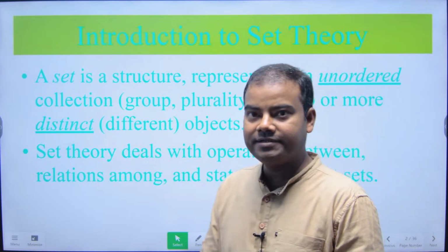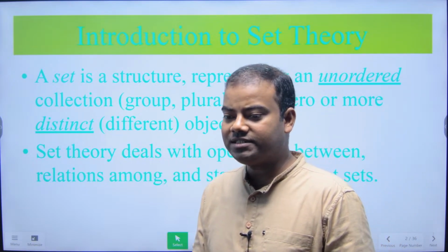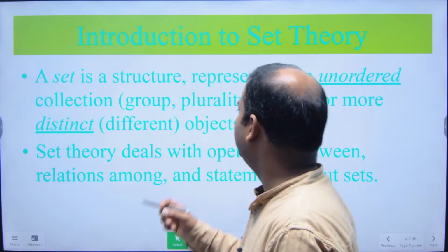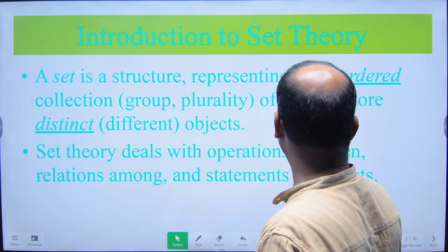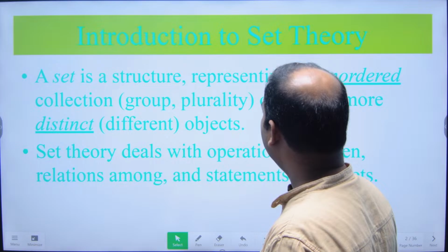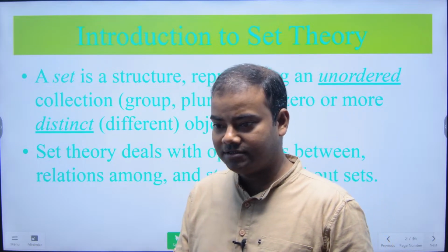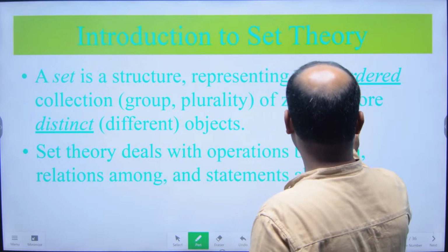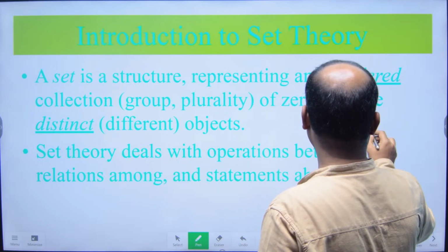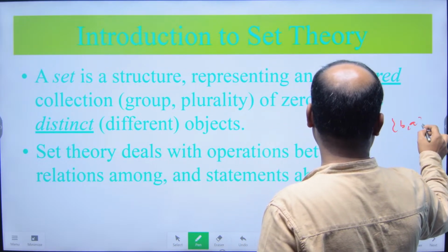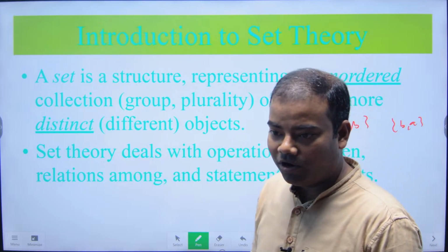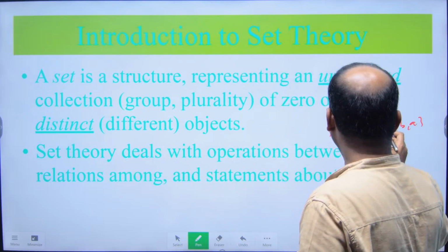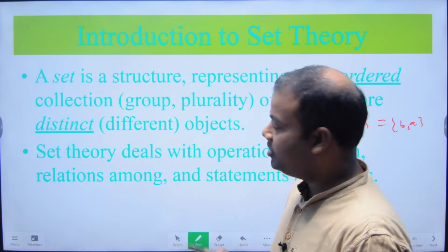So what is a set? A set is a collection of objects. Any collection. A set is a structure representing an unordered collection. Why unordered? What is an ordered collection? Ordered collection means if AB and BA are both different, then that is called an ordered collection. But in a set, AB and BA are both the same, that's why it is an unordered collection.